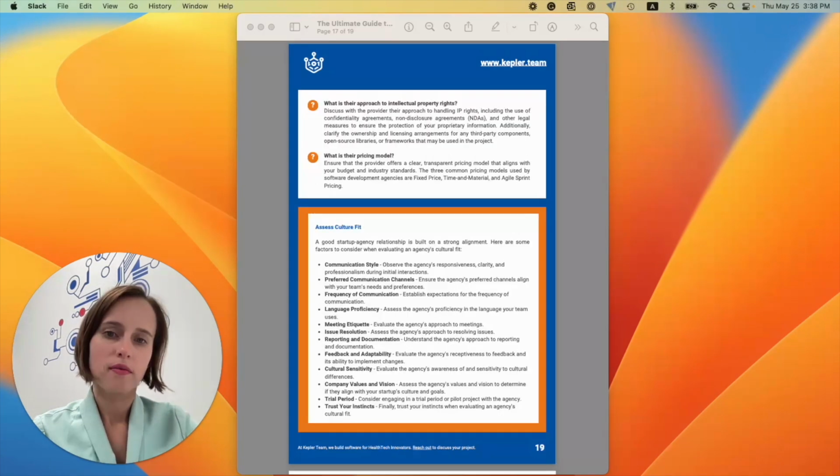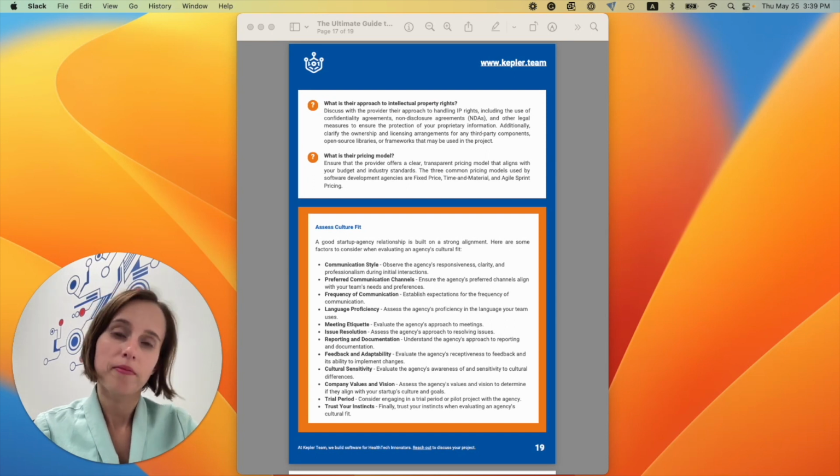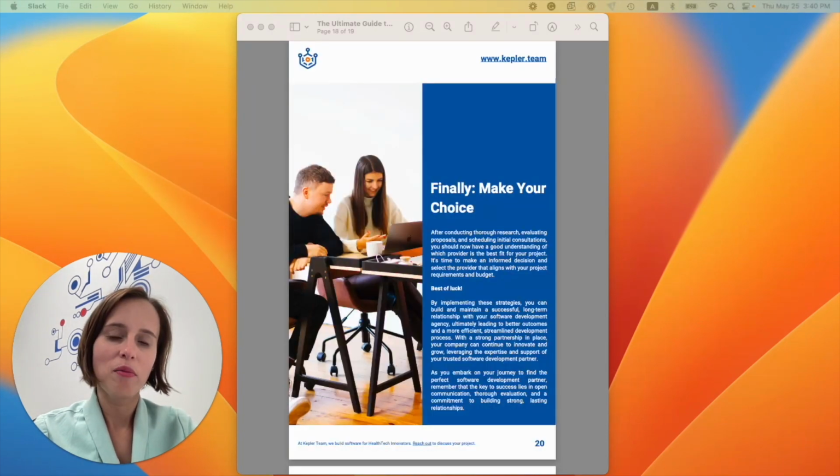Here we have listed a few questions you might want to ask your potential partners. Personally, I feel that culture fit is extremely important, starting from the company vision and values to employees' language proficiency and meeting attendance etiquette. The main question is, do you feel comfortable working with these people? Or not?